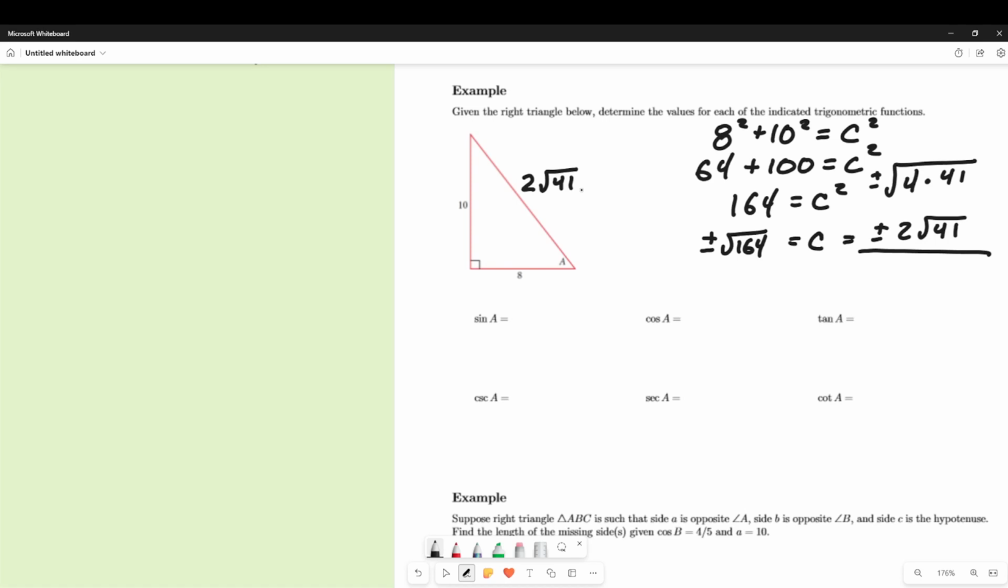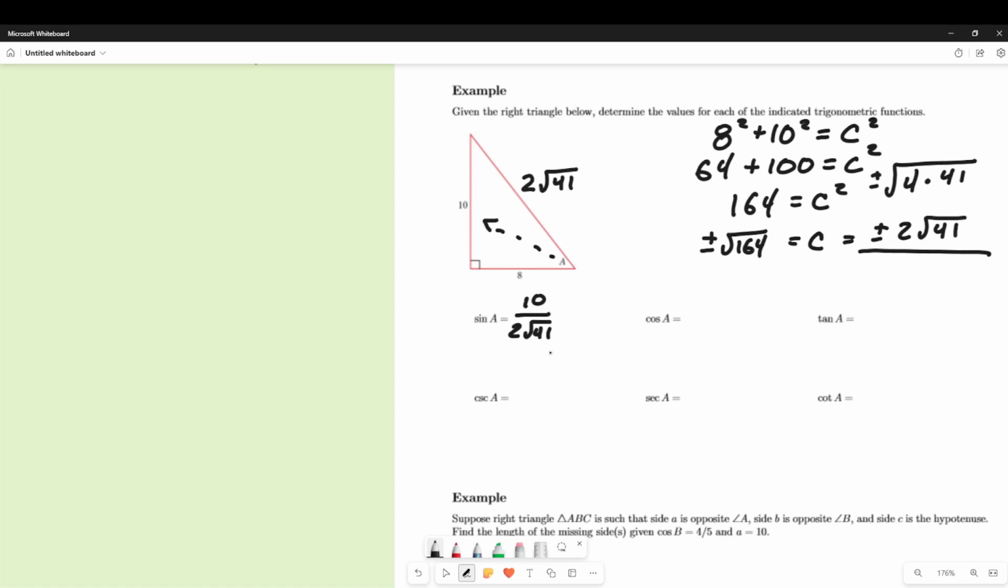But again, that doesn't change what our trigonometric functions stand for. Our trigonometric functions are still our ratio of sides, and which ratio depends on which trigonometric function. So sine is still, we're referencing angle A, so it's still opposite over hypotenuse.